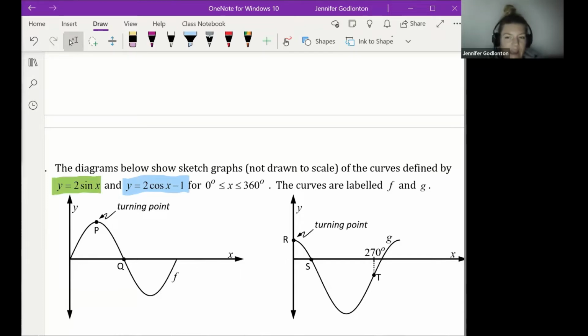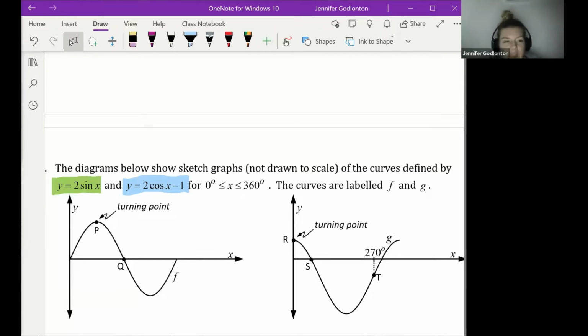Just looking at these two graphs, is my sine graph the one on the left, or is my sine graph the one on the right? Tell me what you think. When it says not drawn to scale, it just means that it doesn't look exactly like it potentially would look.